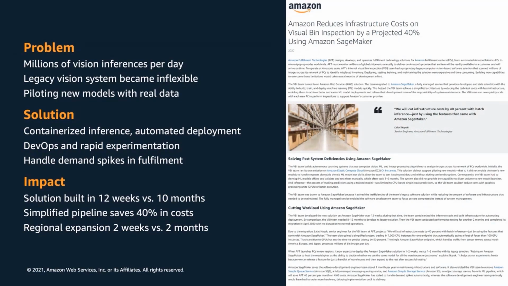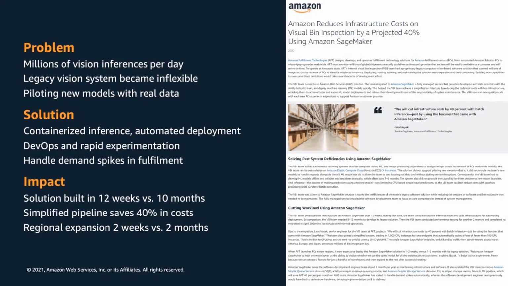The ML team working on this decided to evaluate Amazon SageMaker and has adopted Amazon SageMaker. It's helped the ML teams run experiments freely because they can release a feature for just a handful of warehouses and then expand to the rest after successful testing. Amazon SageMaker scales to handle demand spikes automatically, whereas previously they would have to order more hardware and delay implementations until its delivery. So now, how does the AFT team quantify the benefits they're getting from modernizing their machine learning environment on SageMaker?